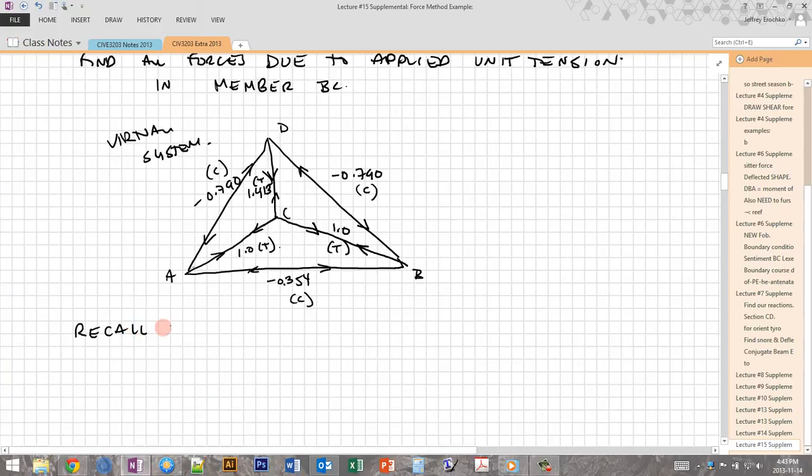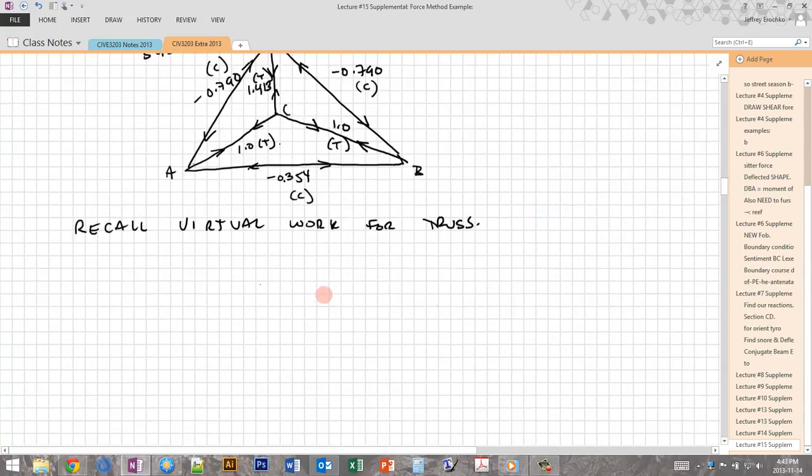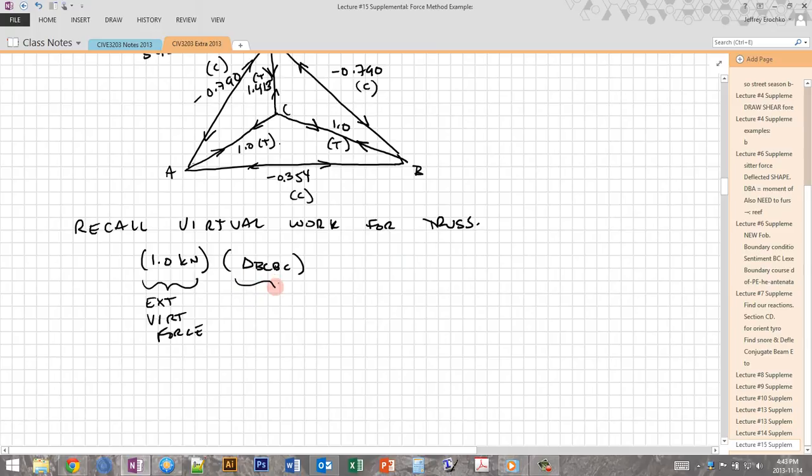And from here, recall how to do virtual work for a truss. If you remember, our virtual work equation is going to be 1.0 kilonewtons, which is our external virtual force, times delta BC, which is our external real deformation. And you can go back to virtual work in order to recall these.